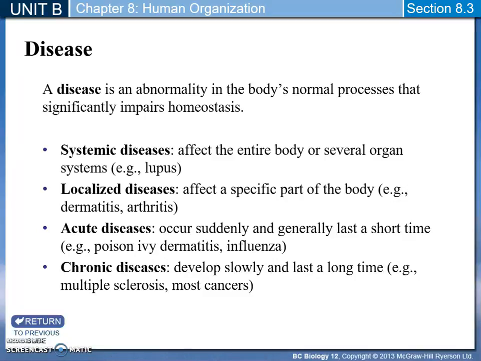Then you have acute diseases, which occur suddenly and generally last a short time, for example poison ivy dermatitis or influenza. Chronic diseases develop slowly, but they last a long time. For example, multiple sclerosis and most cancers would be considered the chronic disease type.